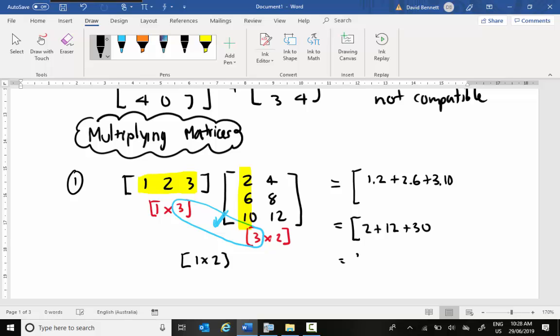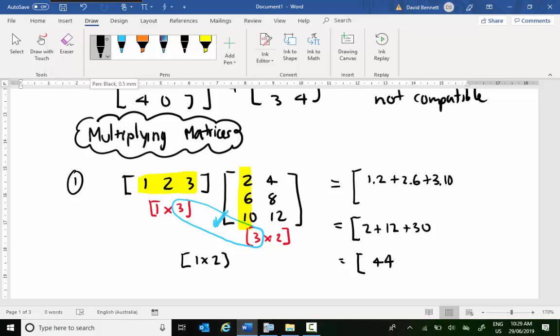And then what we do is add all those numbers together. So that's going to be 14 and 44. So that's the first value in our matrix. We define that as row number 1, column number 1. So that's position 1, 1 in our matrix.